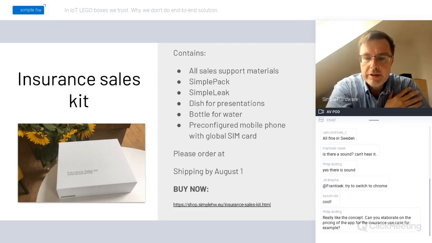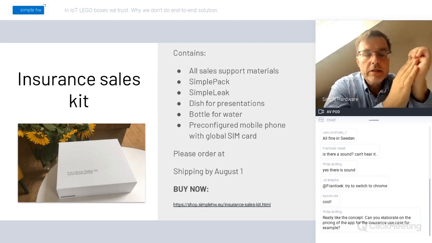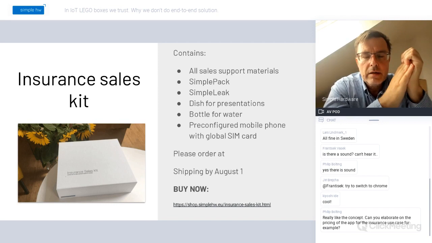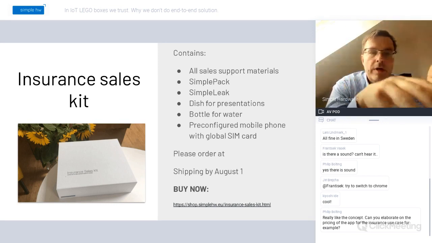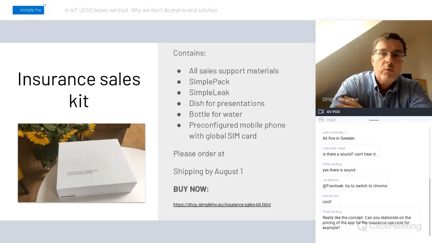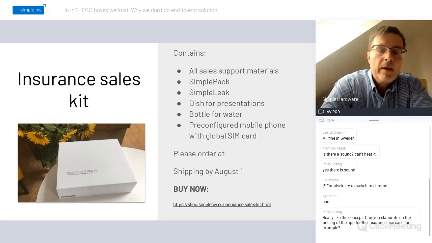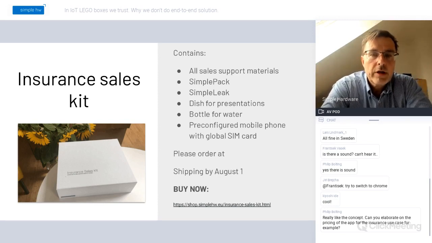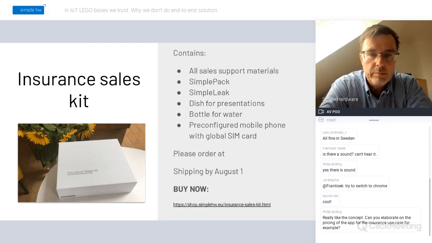Okay, Philip, really like the concept. Can you elaborate on the pricing of the app for the insurance use case, for example? Yeah, so basically there are three things. The first one is the insurance sales kit. We are selling it at the price of 399 euros, so roughly 400 euros. It comes with everything. You should be able to present it within 5 minutes after opening the box.